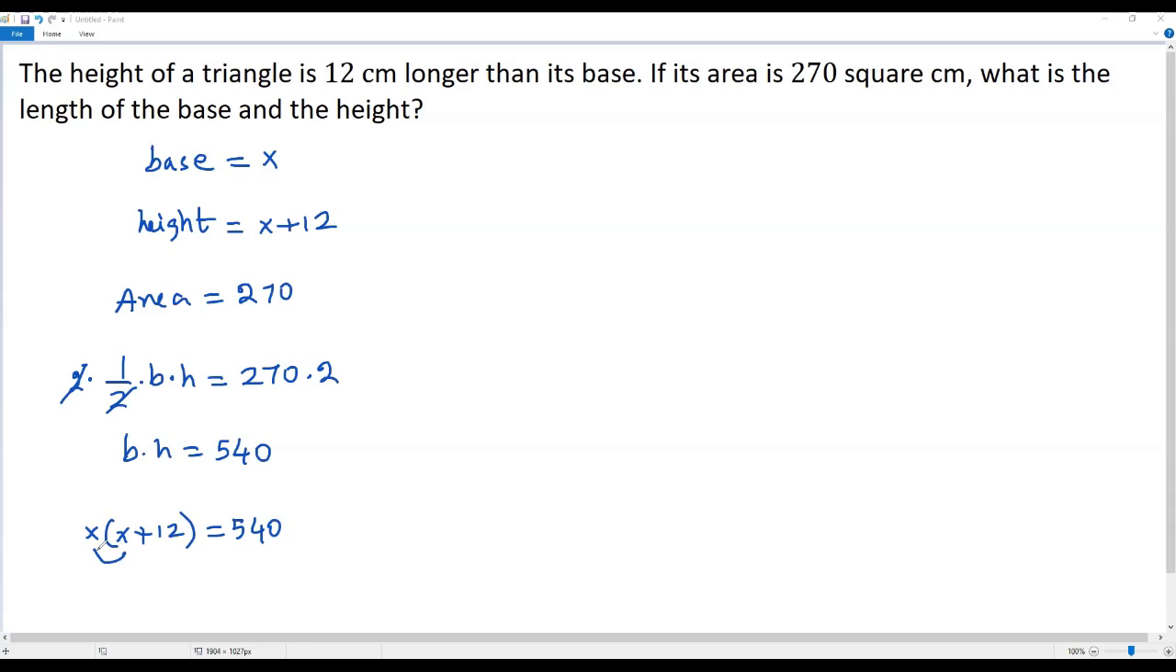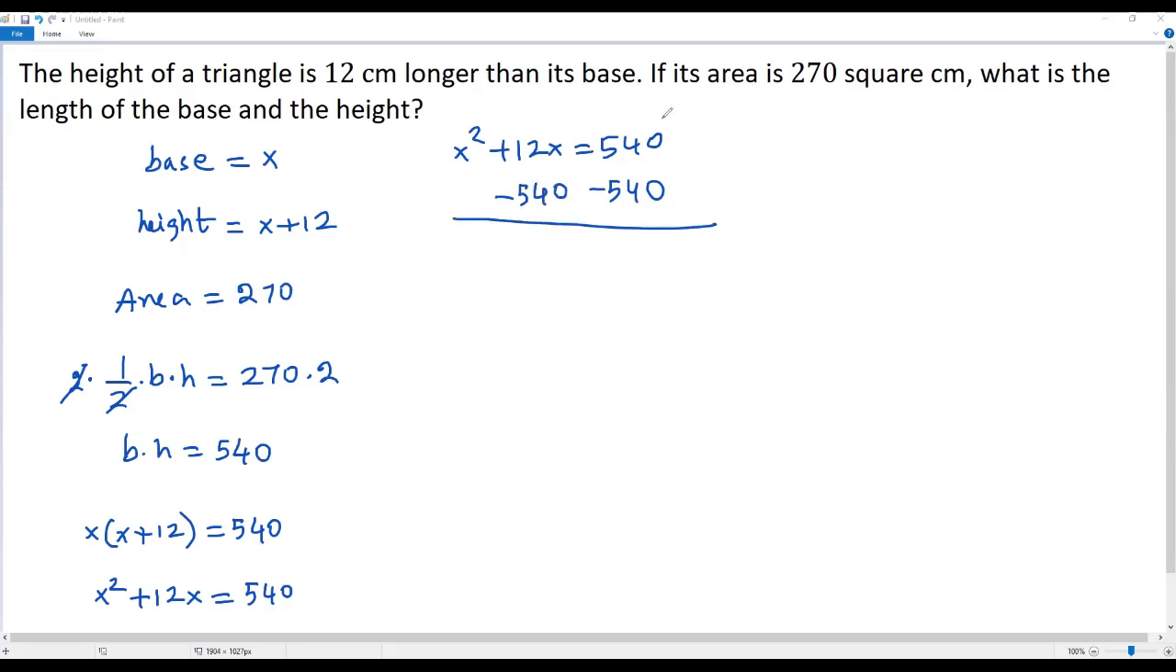Okay, so now I can distribute this x to this one and this one. Then I'll be getting x² + 12x = 540. Here we have the equation x² + 12x = 540. Now we can write this quadratic equation in the form ax² + bx + c = 0 so that we can solve it. We can solve it for x by factoring or using the quadratic formula. So for that, I have to have 0 on the right side. So I subtract 540 from both sides to get rid of the 540 on the right side. So positive 540, negative 540 will cancel out.